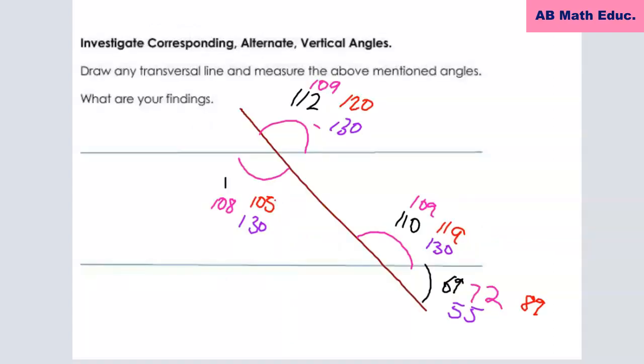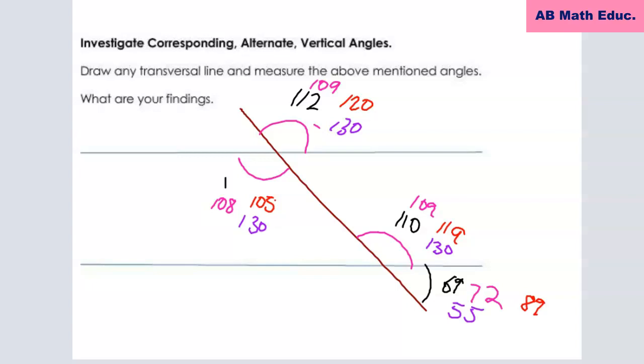All right, so we'll investigate the corresponding, the alternate, and the vertical opposite angles. So here we have two parallel lines, and then I asked them to draw their transversal. Okay, a transversal is a line that cuts across those parallel lines. They could do it this way, or some of them did it the diagonal up and down way.